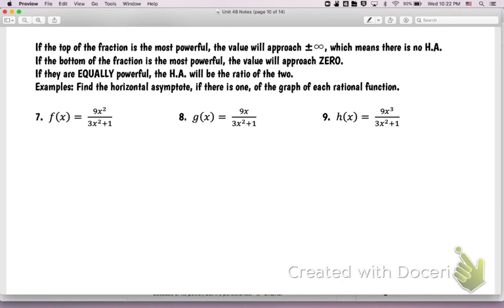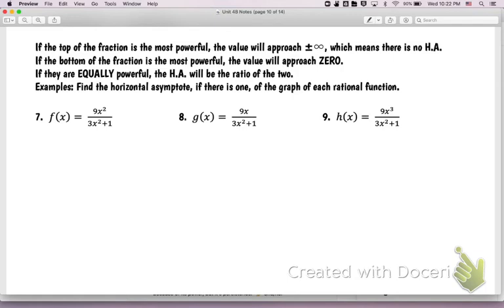The question is, is your function top heavy or bottom heavy? Which of the functions is more powerful, okay? If the top of the fraction is more powerful, then the value of that fraction is just going to keep getting bigger and bigger and bigger, which means there's no horizontal asymptote because your arrows are either going to go up forever or down forever. Bigger, bigger, bigger in the positive direction, smaller, smaller, smaller in the negative direction.